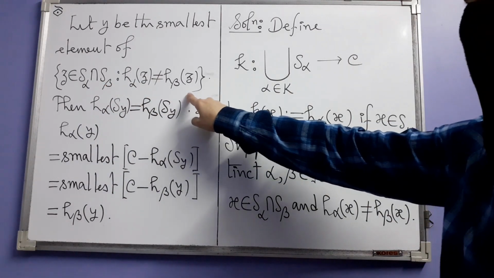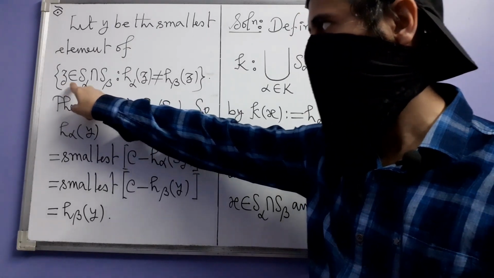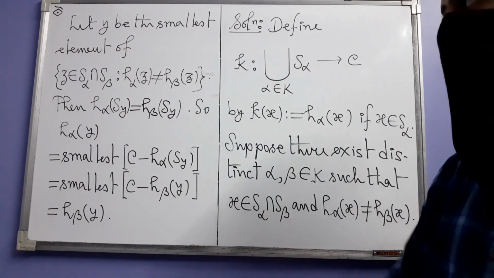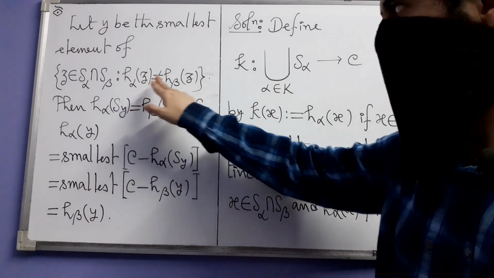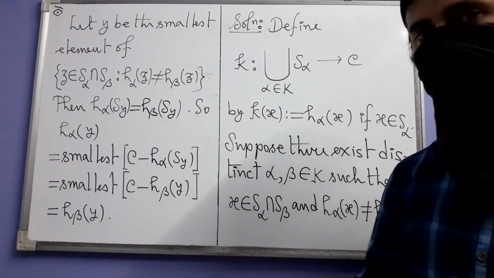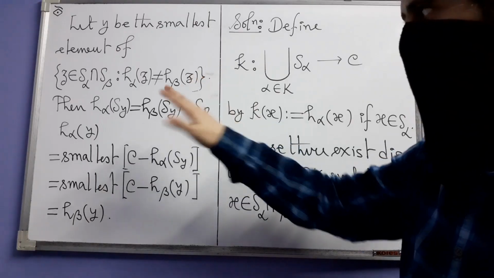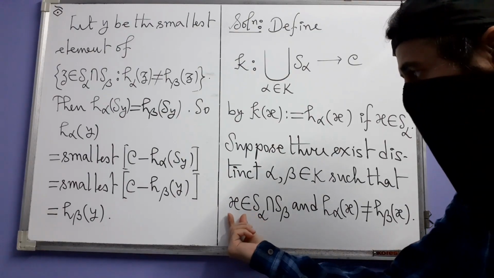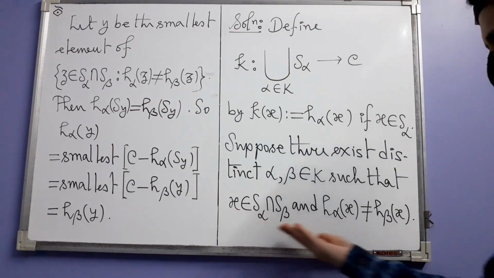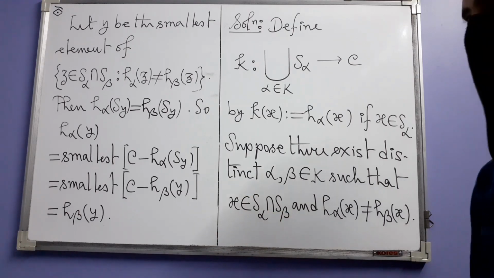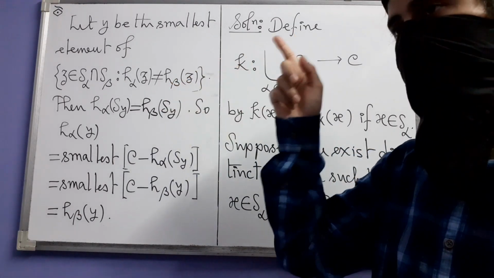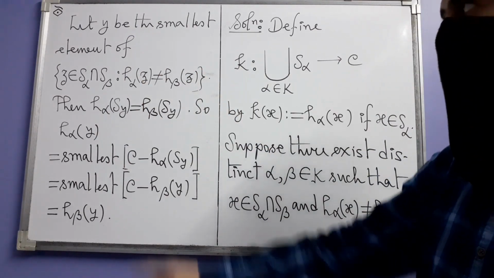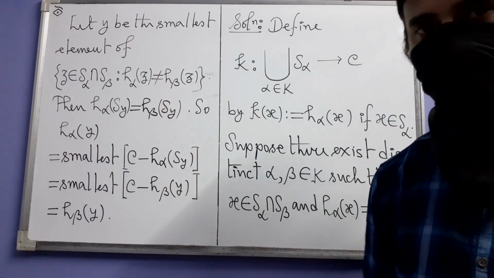Let us consider this set: the set of those elements Z in S alpha intersection S beta which are like this X, at which H alpha and H beta do not agree, they are different. It's of course a subset of the set J. It's non-empty because X belongs to this set because of this supposition. And our J is well ordered, so this non-empty subset will have a smallest element. Let that smallest element be Y.